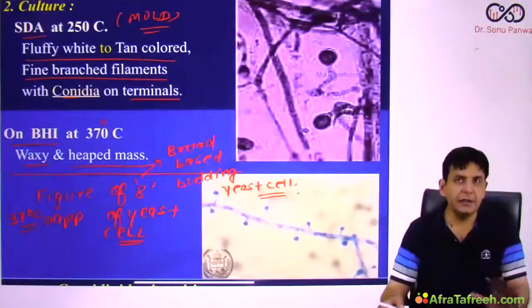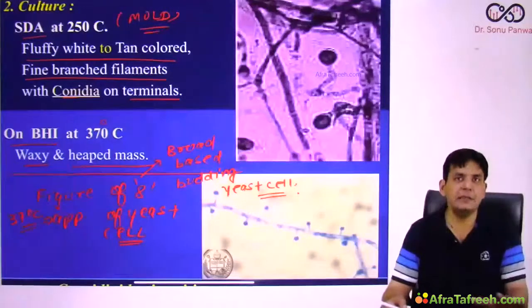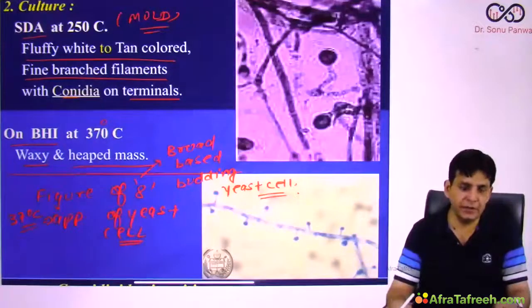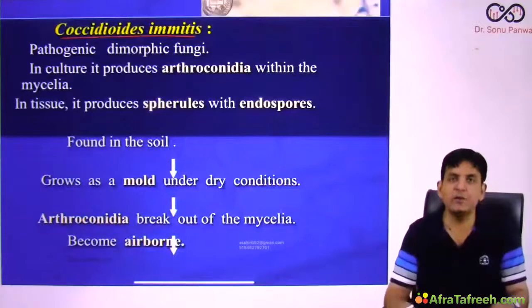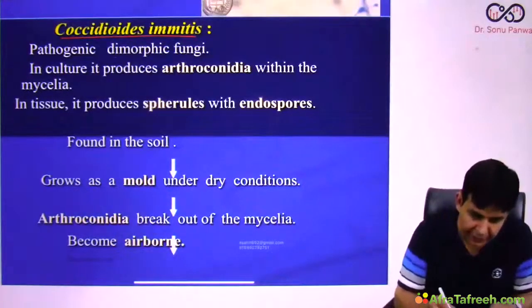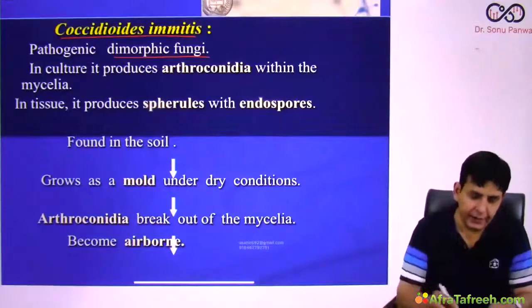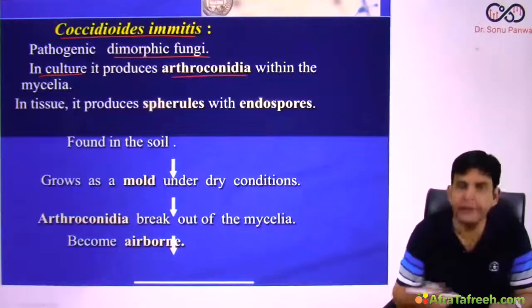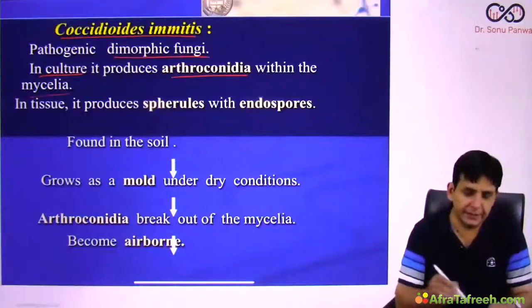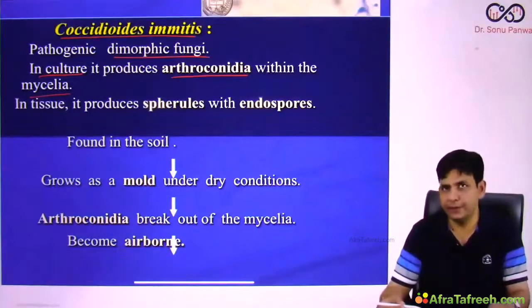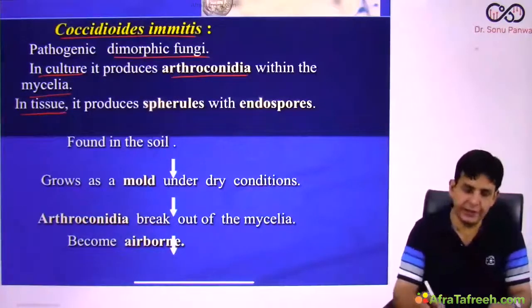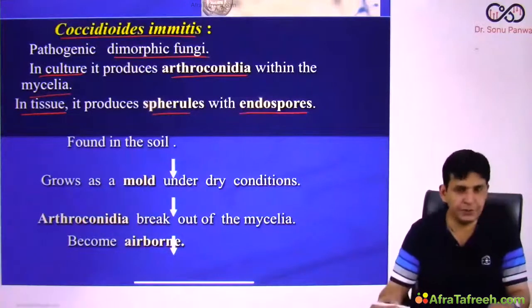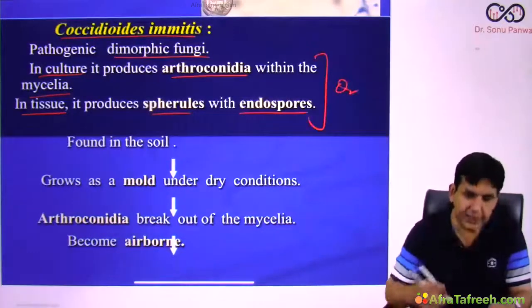And what are the other names of it? Gilchrist disease, North American disease. Okay, so these are the various names: North American, Chicago, and Gilchrist disease. Now talking about another dimorphic one, that is Coccidioides immitis. It is a pathogenic dimorphic fungus. Okay, in culture it produces arthroconidia. Within the mycelia it produces what? Arthroconidia. So arthroconidia is the mold form of it, and in the tissues, that is the body one, it produces what? Spherules with endospores. So this is the first question itself, how does it exist?